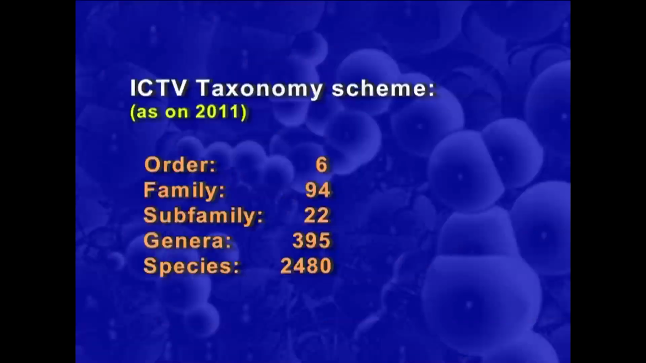Next, look into the report which was published in 2011, which states that ICTV comprises 6 orders, 94 families, 22 subfamilies, 395 genera and 2,480 species of viruses were reported till 2011. Next, we will talk about the orders of ICTV approach.